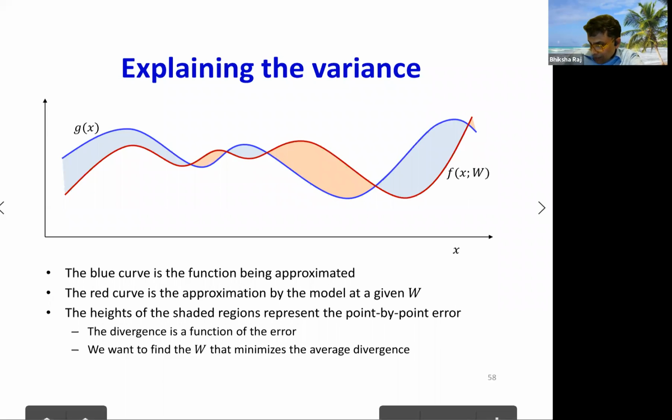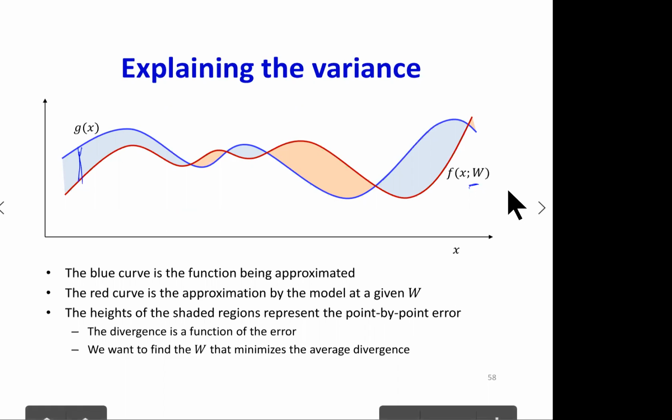Let's say I'm trying to approximate this blue curve, and the red curve is the approximation that my model currently gives me with the current estimate W. Now, the height of the shaded region at any point represents the divergence, and the expected divergence is the shaded area. We want to find the W that minimizes this shaded area.